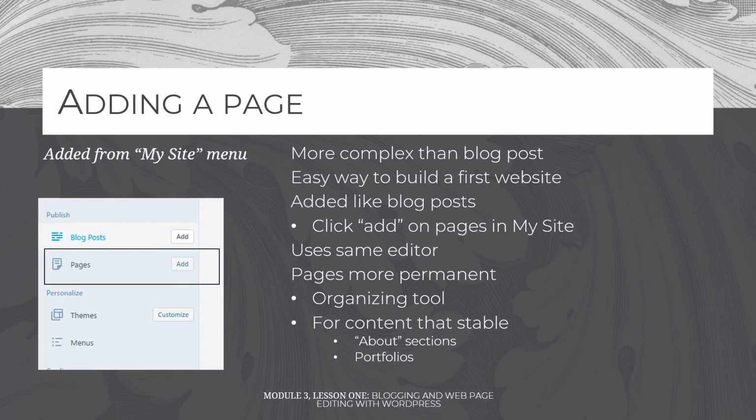Before we end this lesson and you have a chance to experiment with WordPress yourself, let's talk just a bit about the Pages option. Working with Pages is more complex than working with blog posts, but it does offer an easy option for building your first website. Just like blog posts, you add pages from the My Site menu. Simply click Add by Page. Pages use the same editor as blog posts, and pages are an easy way to have content in a permanent, stable location on a site. Once again, this makes Pages a natural fit for things like About sections or content portfolios you want to display online.